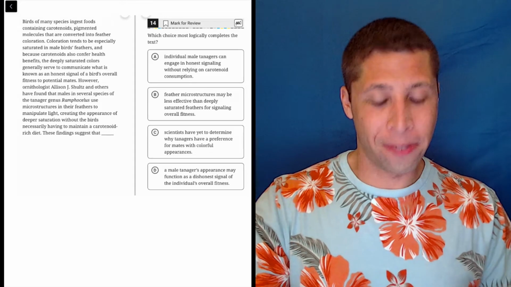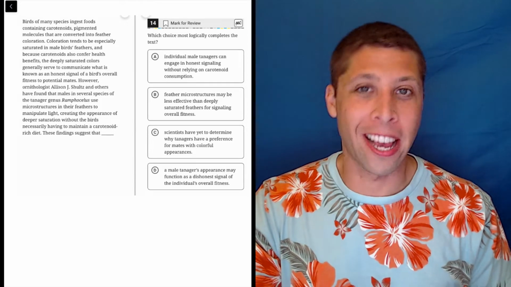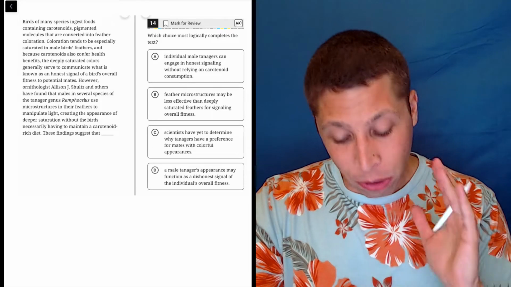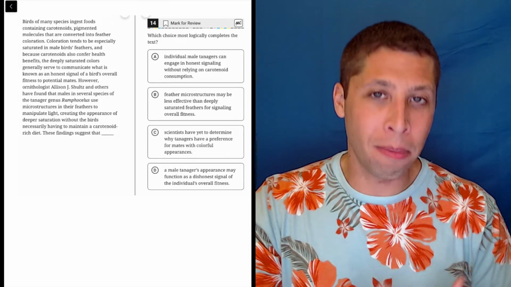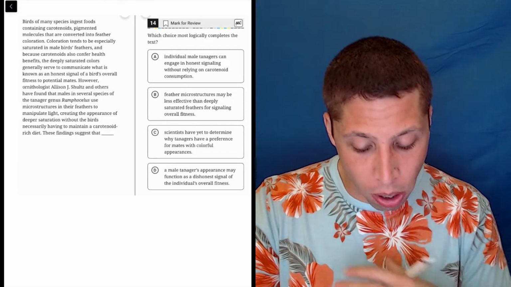This question is nice and vague, right? Which logically completes the text? Well, that can mean anything. But we're still going to go through with an eye for a dumb summary. We're not going to try to understand all the science in here.